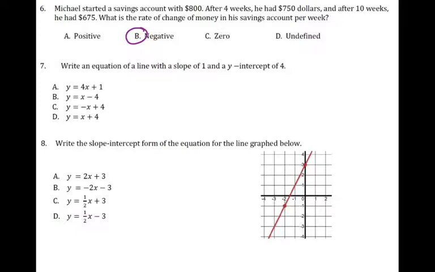Number 7, write an equation of a line with a slope of 1 and y-intercept of 4. Since I have my slope and y-intercept, I can go ahead and write my equation in slope-intercept form.